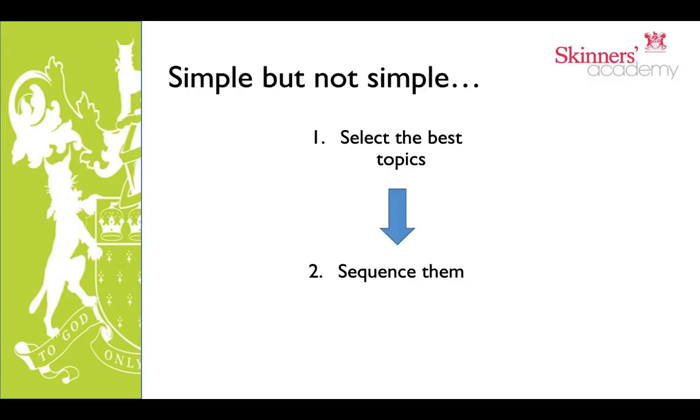Now, it's simple, but it isn't simple. Selecting the best topics is, in one sense, relatively simple. We know our subjects well, and we should be able to identify the main things that students need to know. There are problems with that, and there are reasons why that's difficult, as I'm going to talk through today. Easily, the harder thing to do is to sequence those topics, to work out what order they should go in in order to best teach students those ideas. That's a much more difficult thing to do. So it's simple, but it isn't simple.